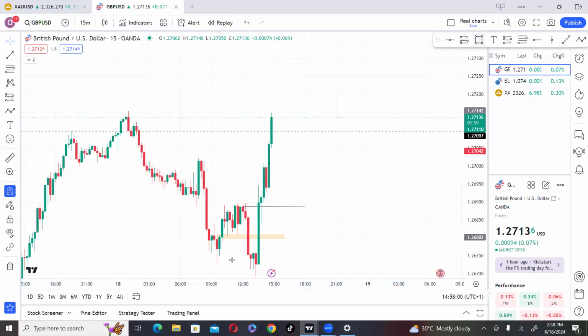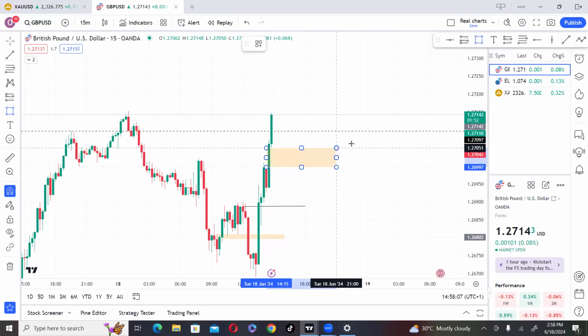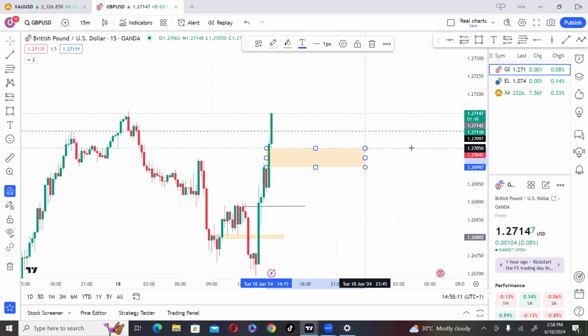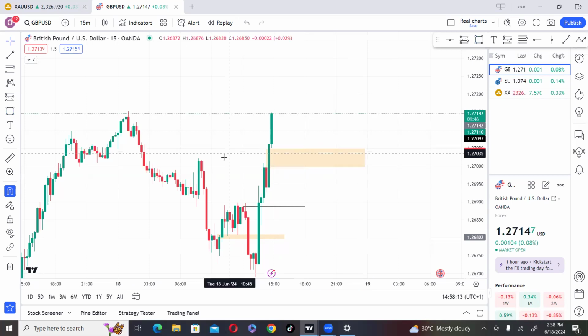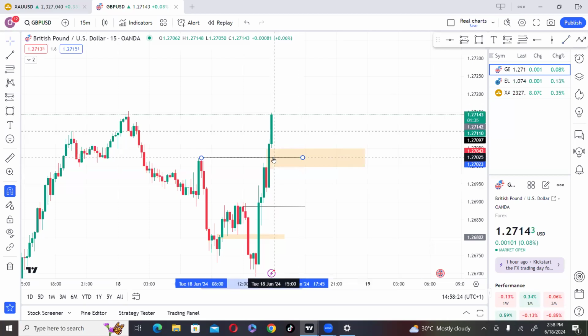This is the fair value gap we are looking at on GBPUSD. This is the breakup structure.